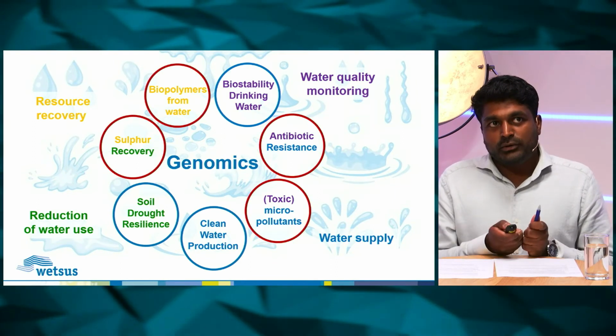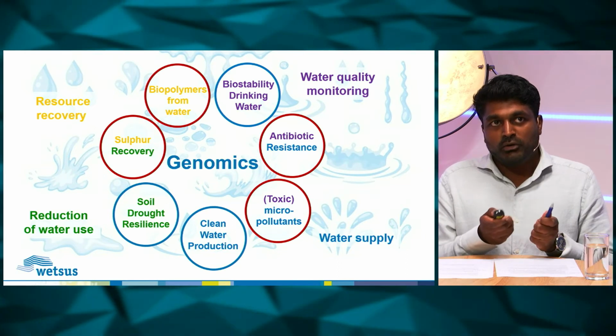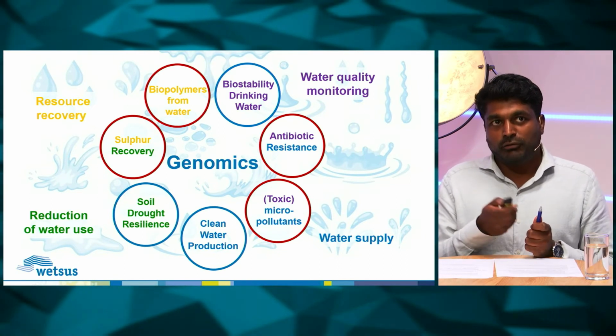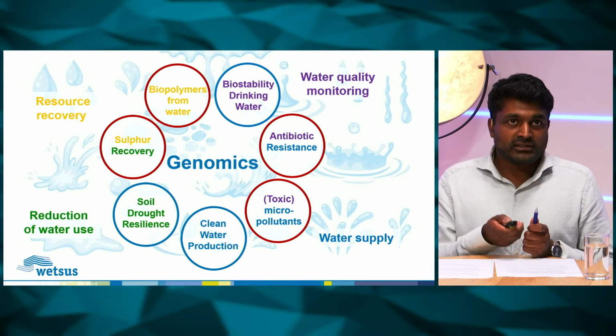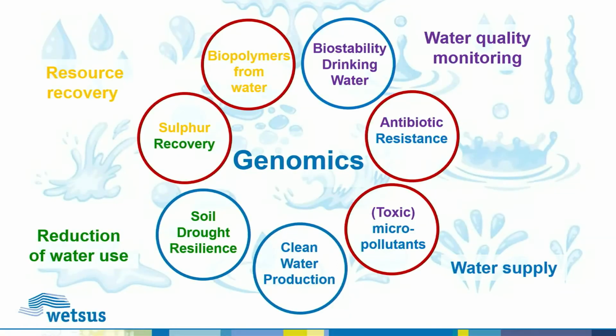So I'm going to give you an overview of some of the examples in the 4 red circle subjects. And I will start with talking about an example from how we use genomics to monitor antibiotic resistance in our environmental waters.